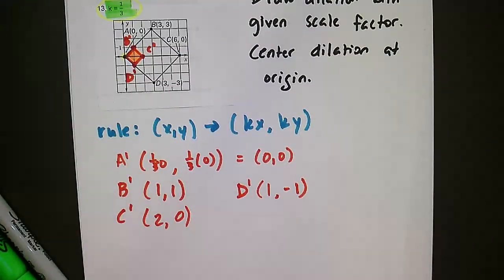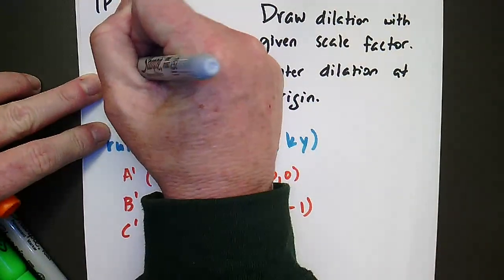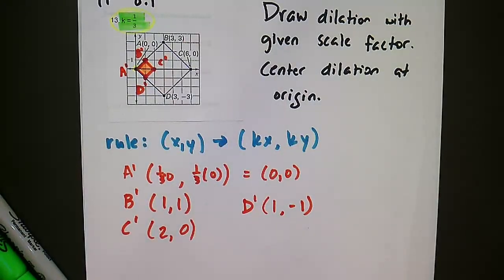I got all 4 new coordinates, and I did label them. Oh, you know what I didn't label? The original A prime stays right there. All 4 labeled.